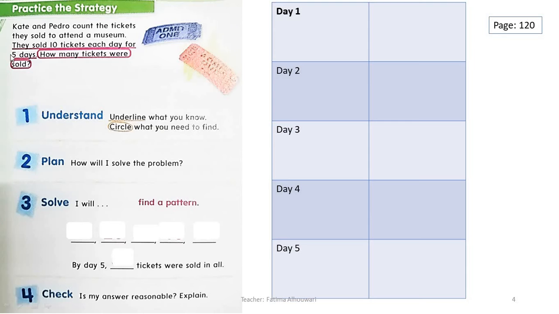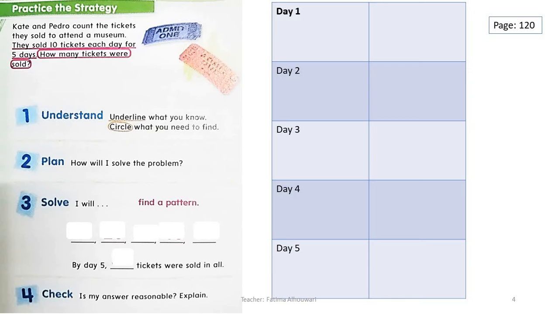Here we have a number for the first fact. The fact that we know from this question is they sold 10 tickets each day for 5 days. So we will underline these facts. And now the question is, what do we need to find? The question was, how many tickets were sold? This is what we need to find.